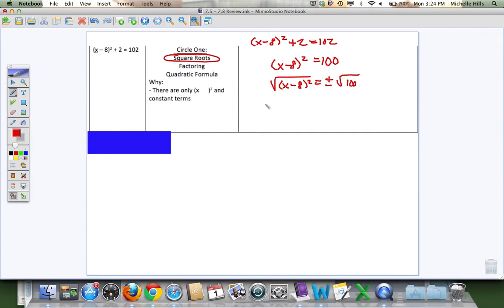Two different equations here. Square rooting this side gives me x minus 8 both times. The right side, though, one time it's negative 10, and the other time it's positive 10 from that plus and minus. When I add 8 to both sides here to solve for x, I get x equals negative 2. Add 8 to both sides here to solve for x equals positive 18. So if I graph this parabola, it crosses the x-axis at those two places.